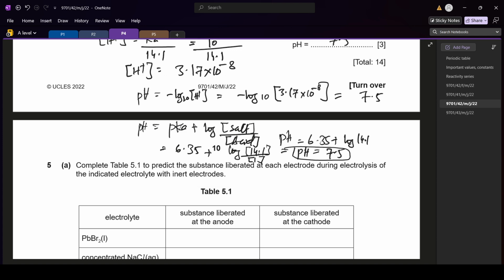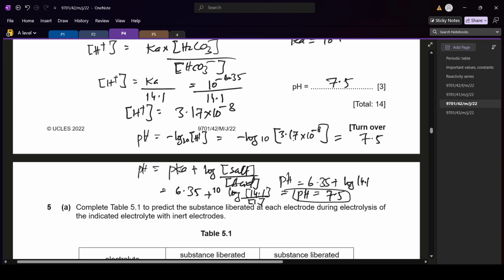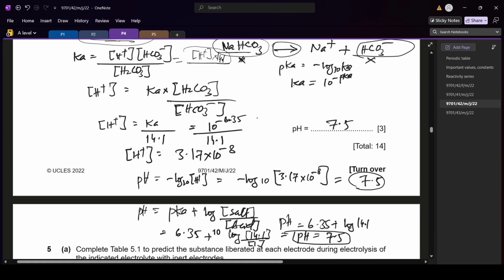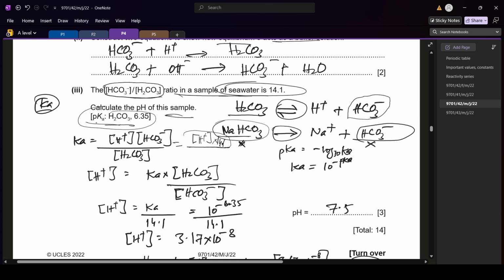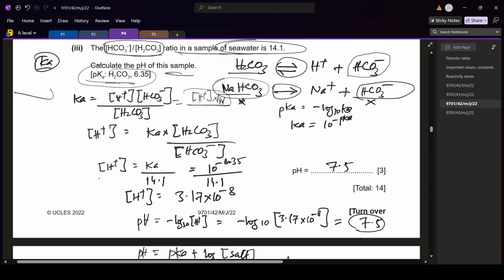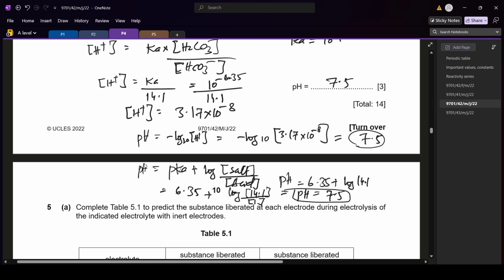This method can be used to check if your answer is correct, but I would suggest going with the earlier method because it has more steps, so you will get full marks. This process has very few steps, so your marks may be deducted.